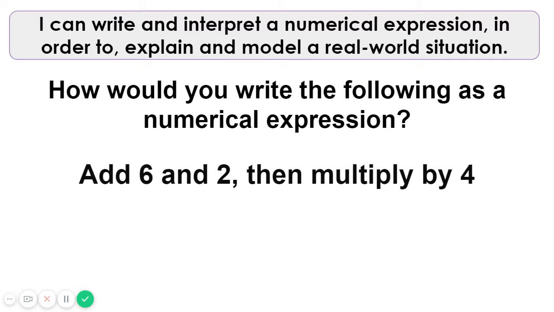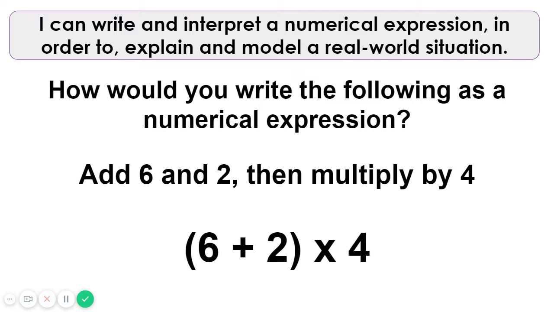One more. Add 6 and 2, then multiply by 4. So if I remember my order of operations, I somehow have to make it to where I have to add 6 and 2 before I multiply by 4. And I can do that by adding parentheses. So if I put my 6 plus 2 in parentheses, I have to do that before I multiply by 4.